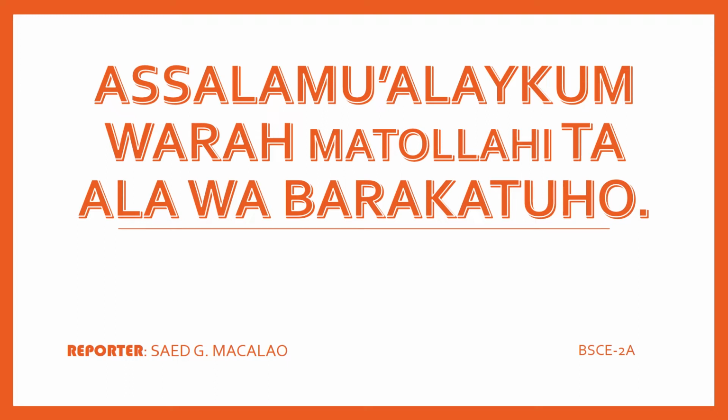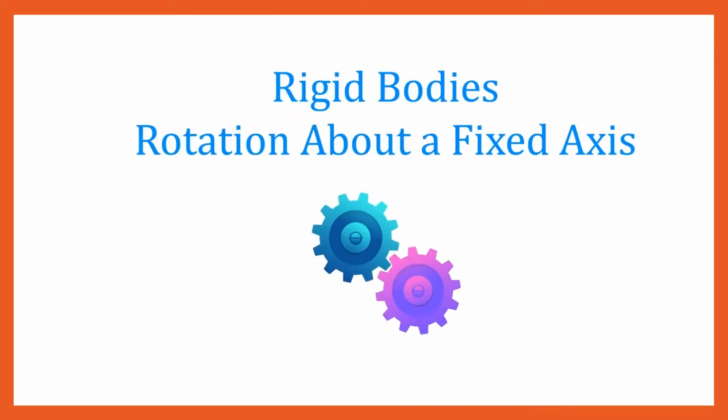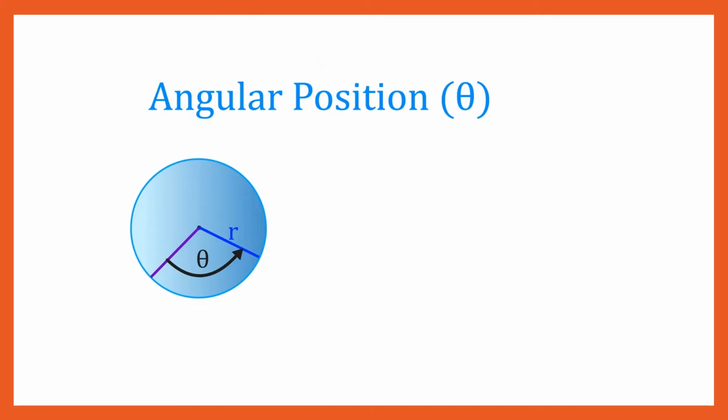I'm Said G. Macalaw, the reporter of Rotation about a Fixed Axis. First, what is a fixed axis, or rotation about a fixed axis? It is a special case of rotational motion. The fixed axis hypothesis excludes the possibility of the axis changing its orientation, and it cannot describe phenomena such as wobbling or precession.